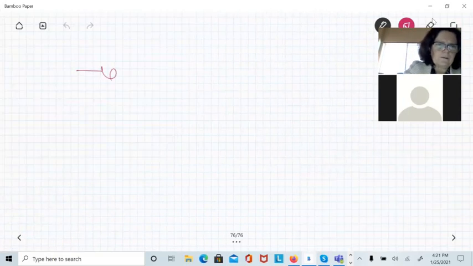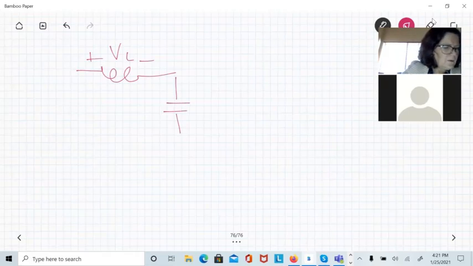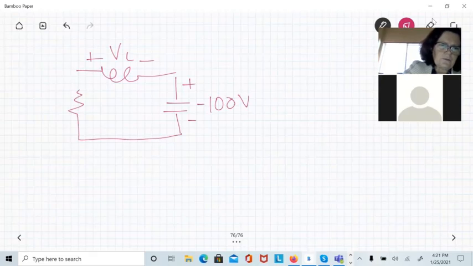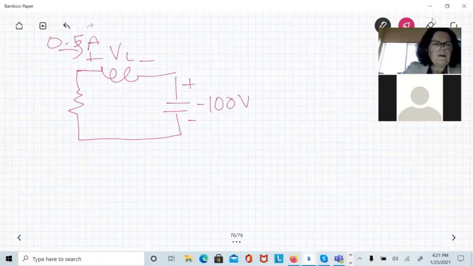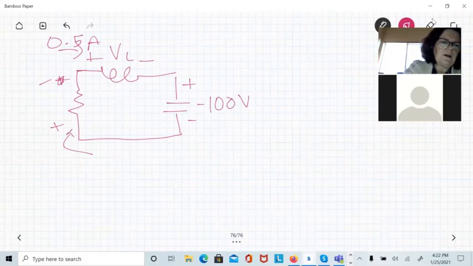Where we've gotten so far, we had an inductor with an unknown VL. We had a capacitor with positive pointing up with a voltage of minus 100 volts. We knew the current through the resistor because this is series, and this was 0.5 amp. I'm going to put the resistor voltage going down. So I've got a 250 ohm resistor with 0.5 amp, which gives me, because of passive sign convention, 125 volts.